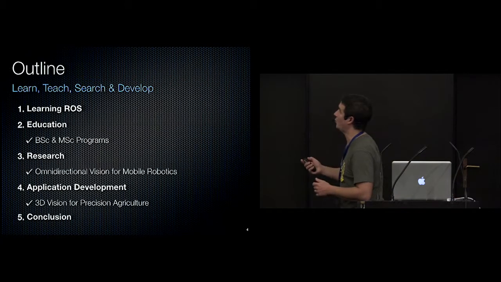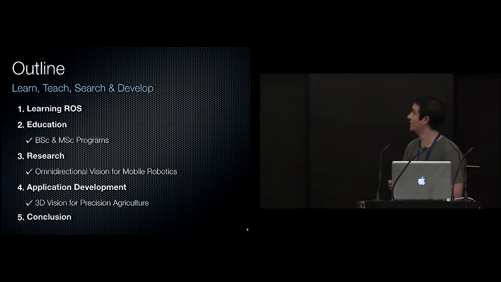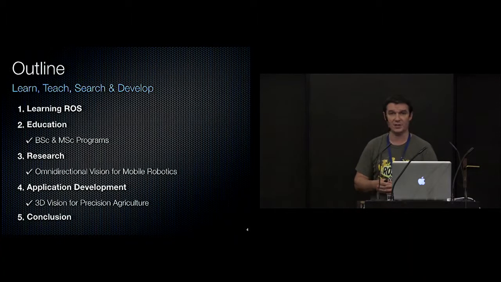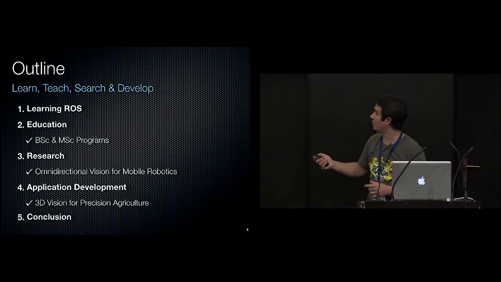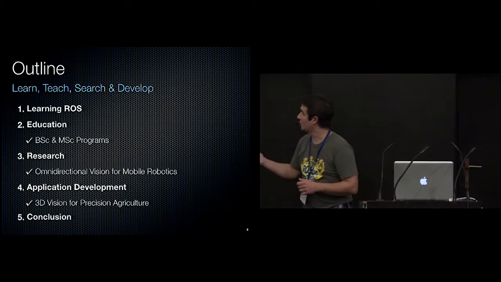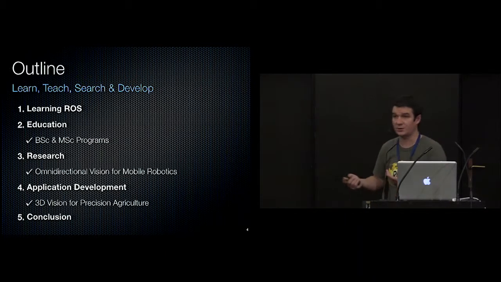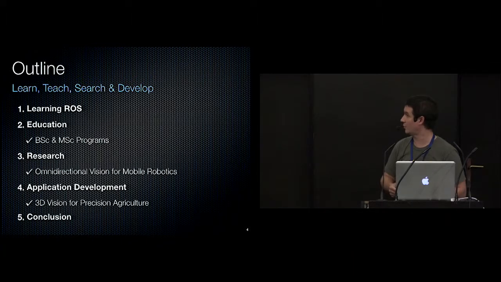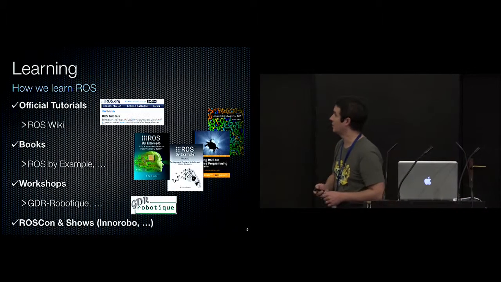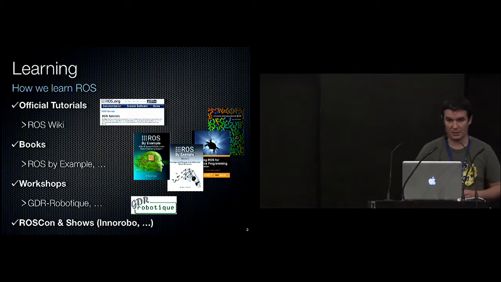So I will show you how we learned ROS first. Then a very quick introduction to how we design our education program for BSc and MSc, and how we do some research with an example of omnidirectional vision. And I will finish with application development related to precision agriculture. And of course, I will give you the further work and so on. How we learned it?